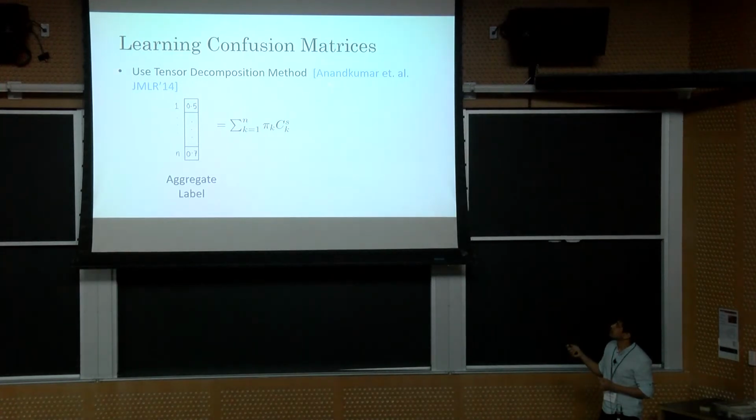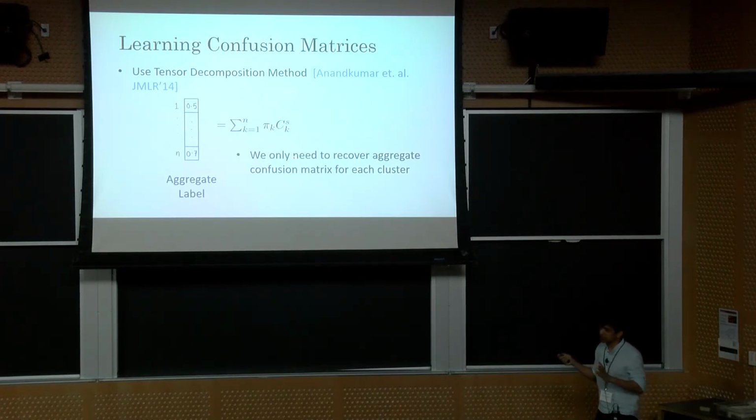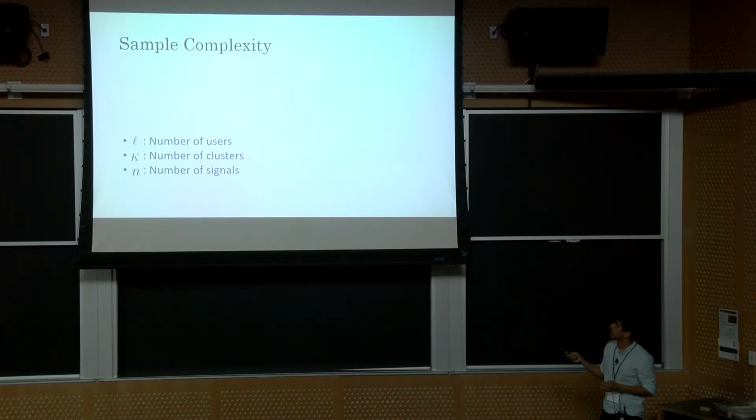And the tensor decomposition method originally works with, so we are given a particular realizations of a fixed tensor, and we want to back out the particular tensor, but here we can do slightly better because we don't need to estimate the individual confusion matrix, but we need to estimate only the aggregate confusion matrix. So we can improve upon the standard sample complexity results. Okay, so here I will just briefly give an overview of the sample complexity results that we get.